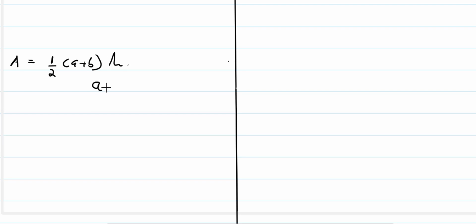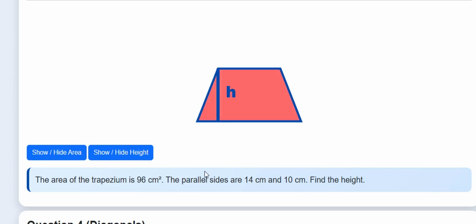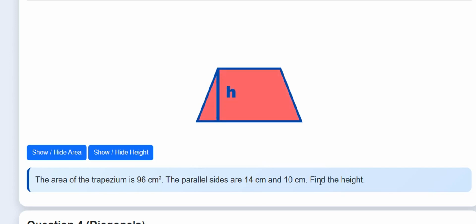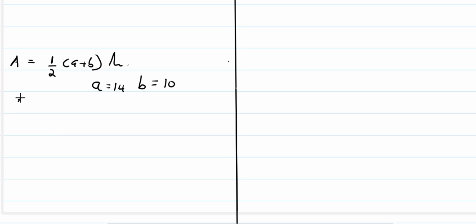And you see, in this case, we are given A and we are also given B. So we'll come back here. We are given A is 14 and B is 10. This A is 14 and this B is 10. And you are not given the height because it's the one we are asked to find. You are given the area itself, which is 96 centimeters squared.